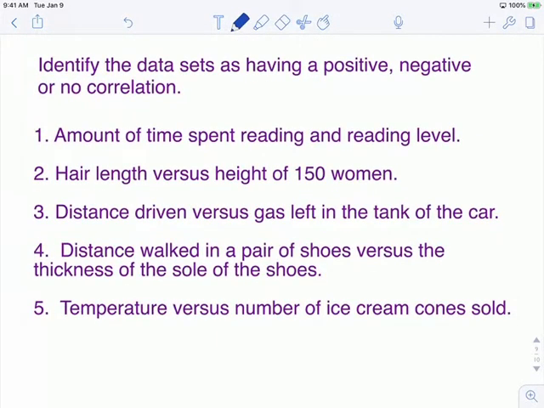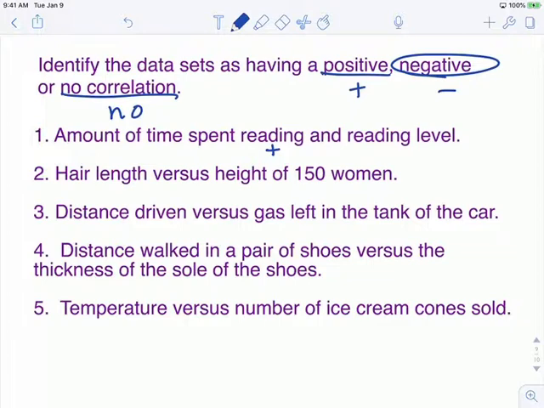So let's practice this here, identifying them as being a positive, a negative, or no correlation. I'm going to do positive as a plus sign, negative as a subtraction sign, and for no correlation, I'm just going to write the word no. Amount of time spent reading and the reading level. This would be a positive correlation because the more that you read, you are probably going to get better at it. People that spend more time reading are probably going to have a higher reading level as a general trend. It doesn't mean it's true for absolutely every single person, but it's a generalized trend.